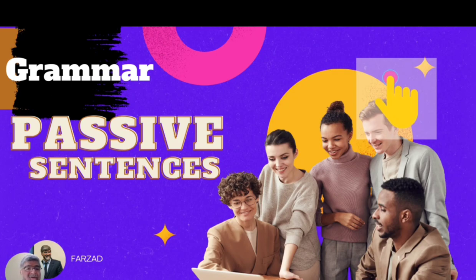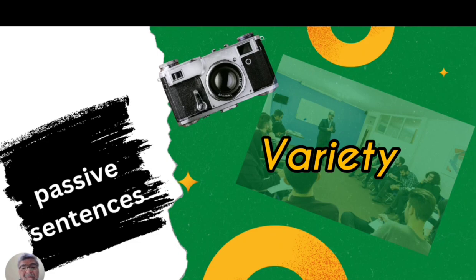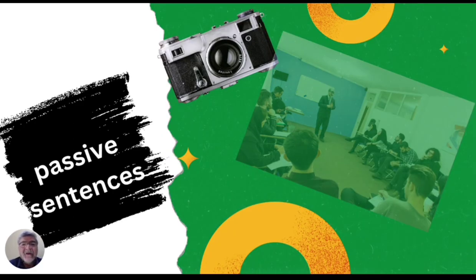In this lesson we are going to learn passive sentences. You know, passive sentences are very important in IELTS because they can help you to paraphrase sentences and give you a better opportunity to produce a variety of sentence structures. You know that variety in the production of sentences is highly important in IELTS, and it can bring you a better score in IELTS. So we're going to learn this.